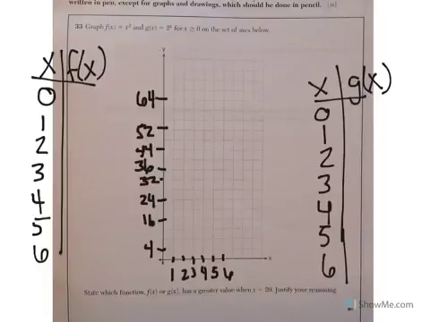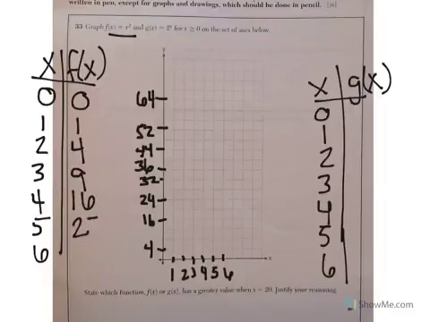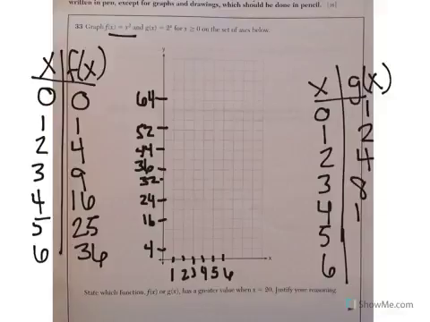And my y values, f of x, if I type this into my calculator, I'll get 0, 1, 4, 9, 16, 25, and 36. I just have to square my x. And for g of x, if I type this into my calculator, 2 to the power of x, I'll end up with 1, 2, 4, 8, 16, 32, and 64. Okay. So now we have to graph.